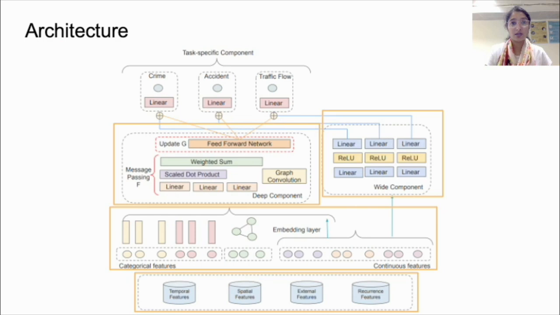Next we consider the wide network, or the wide component, that is used to provide the correlation among task-specific features. At last, there is a tower network for different tasks like crime, accident, and traffic flow.